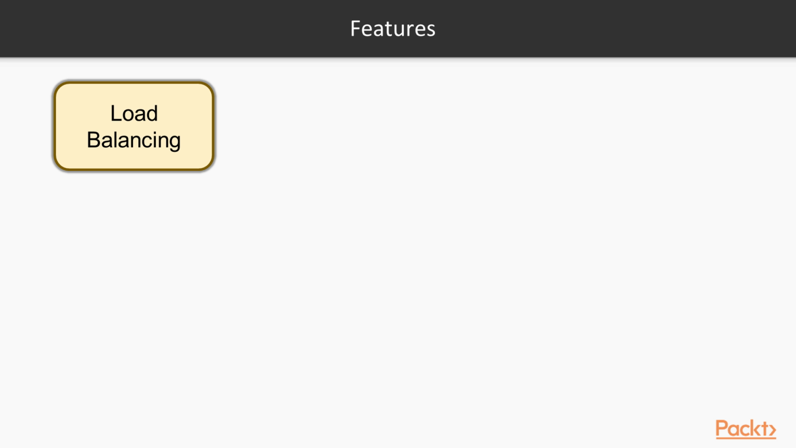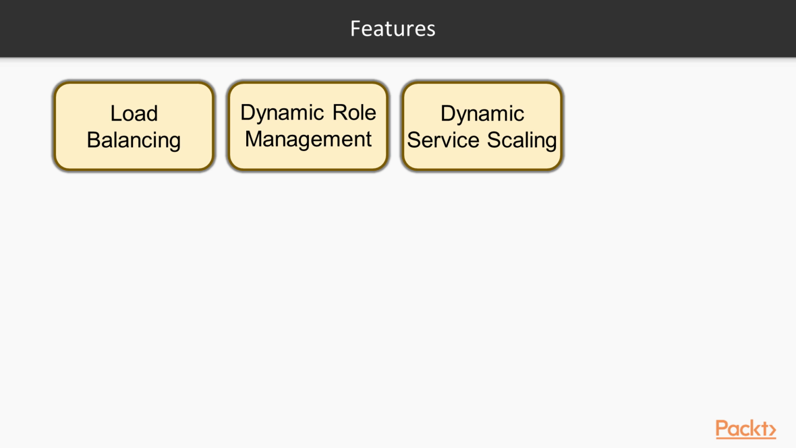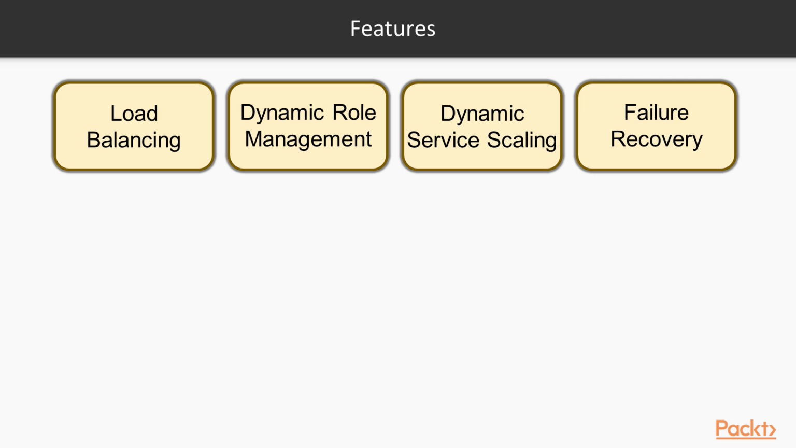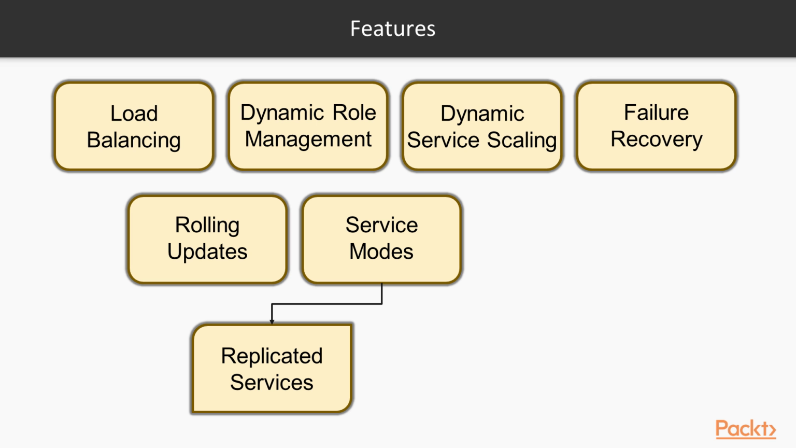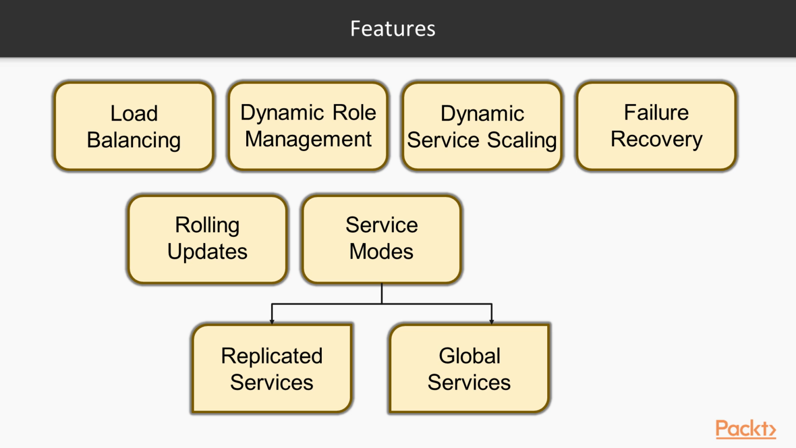Docker Swarm provides a number of interesting features. Some of the features are load balancing, dynamic role management, dynamic service scaling, failure recovery, rolling updates, 2 service nodes, namely replicated services and global services, and the last feature is security. That's all about server clustering.